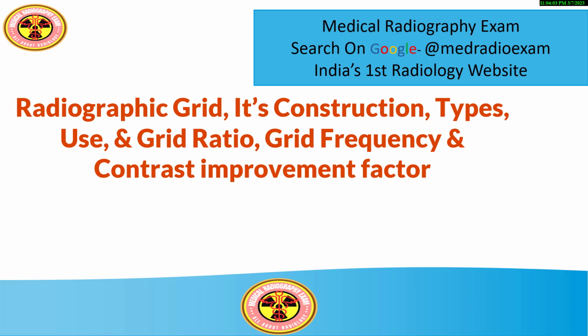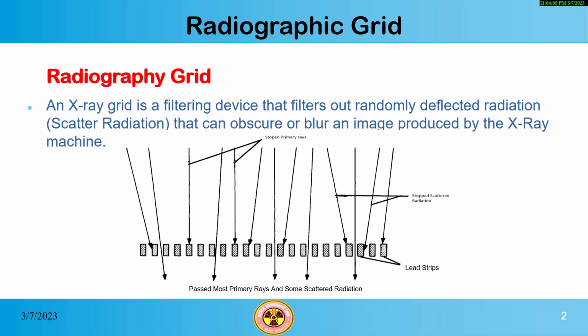Today's topic is Radiographic Grid, its construction, types, use and grid ratio, grid frequency and contrast improvement factor K. Radiography Grid. An X-ray grid is a filtering device that filters out randomly deflected radiation, scatter radiation, that can obscure or blur an image produced by the X-ray machine.